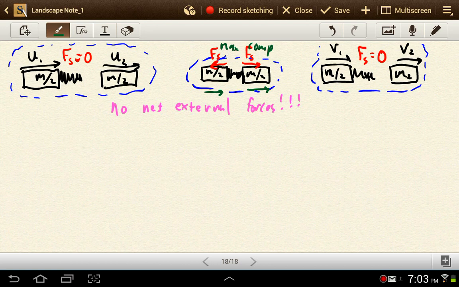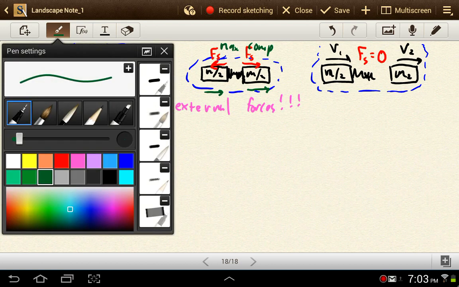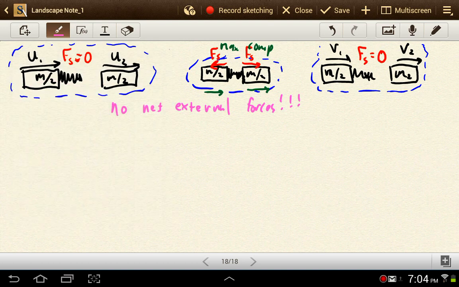Now, the key fact that works in our favor here is that when there are no net external forces, what does that mean? Remember that the sum of external forces on a system is equal to the total mass of the system times the acceleration of its center of mass. So if there are no net external forces, then this is 0.